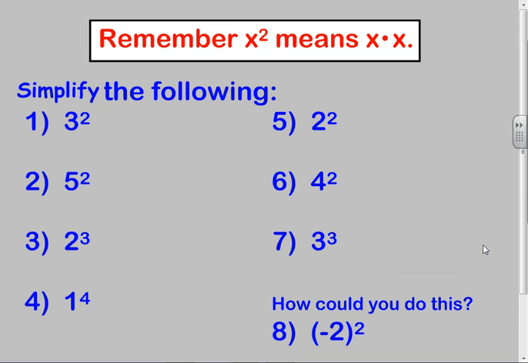3 squared means 3 times 3. Well, what's 3 times 3? It's not 6, it's 9. And that's the biggest problem we're going to have.